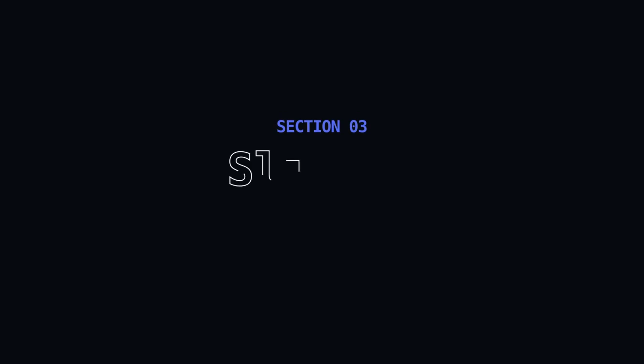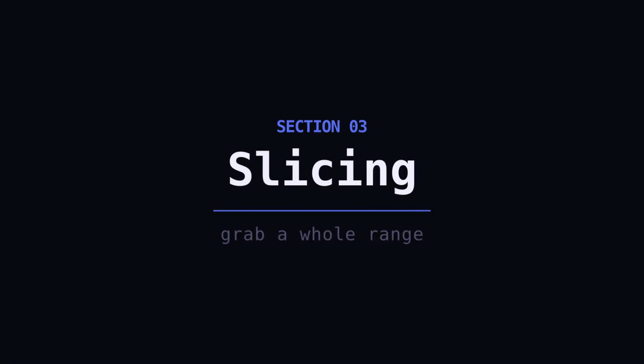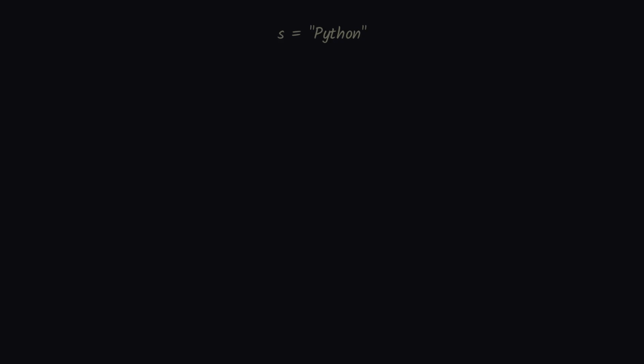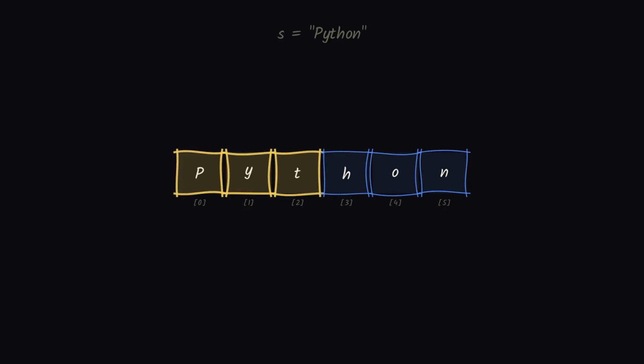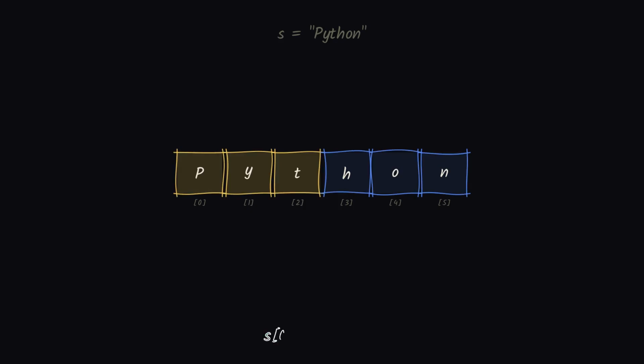One character is handy. A range is powerful. A slice puts 2 numbers inside the brackets, separated by a colon, a start position, and a stop position. Here's our word again with every position labeled underneath, 0 through 5. S from 0 up to 3 grabs position 0, 1, and 2. The start number is always included in the slice, but the stop, position 3, is left out. That off by 1 is the thing that catches everyone. The stop index is never included.